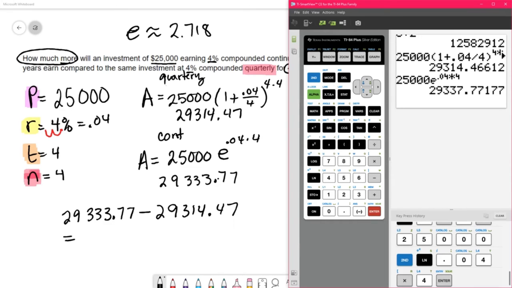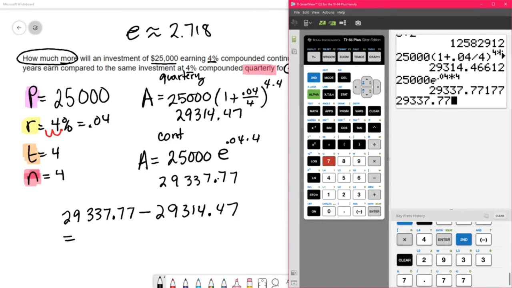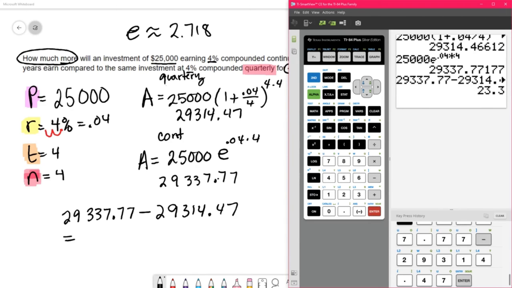This calculator has a nice feature where you can use the previous answer. So I'm going to hit second and this negative button. That's going to take the previous answer. Maybe I shouldn't do that because of our rounding. Let's not do that because of the rounding. So we're going to do 29,337.77, and I can see that I wrote down on my whiteboard the wrong value. So there should be a 7 here and a 7 here. And we're going to subtract 29,314.47. And that gives us a difference of $23.30.